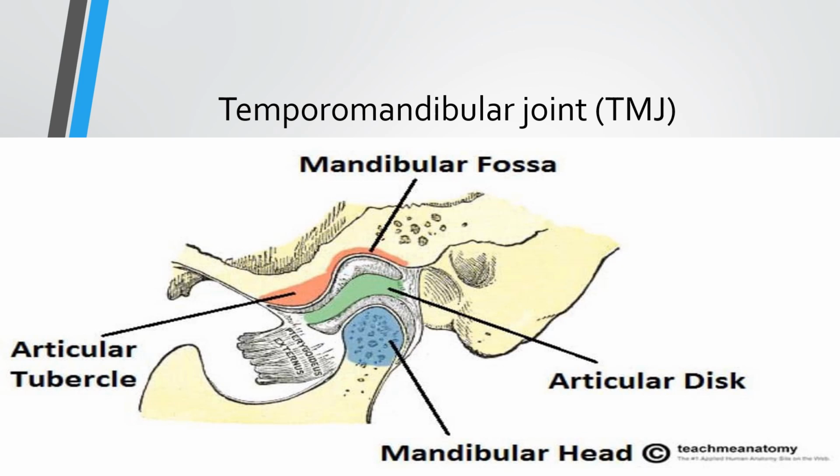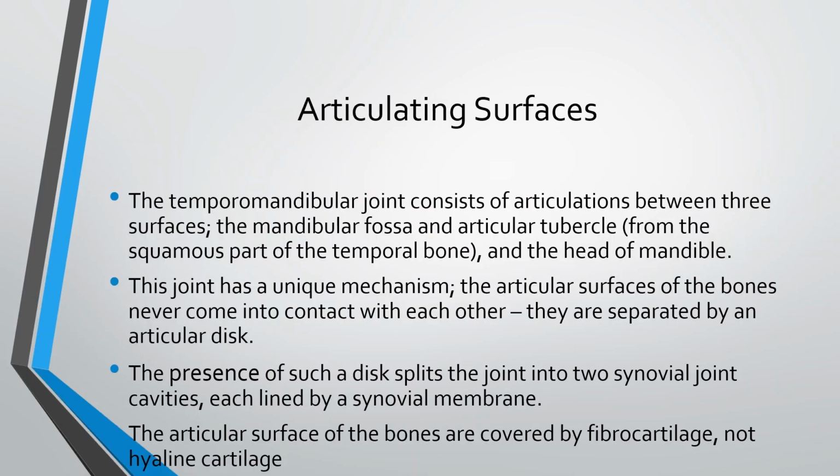You can appreciate this picture of the temporomandibular joint. We can appreciate the mandibular fossa, the articular tubercle, the articular disc, and the mandibular head. Alright. So, articulating surfaces: the temporomandibular joint consists of articulation between the mandibular fossa and the articular tubercle, from the squamous part of the temporal bone, and the head of the mandible.